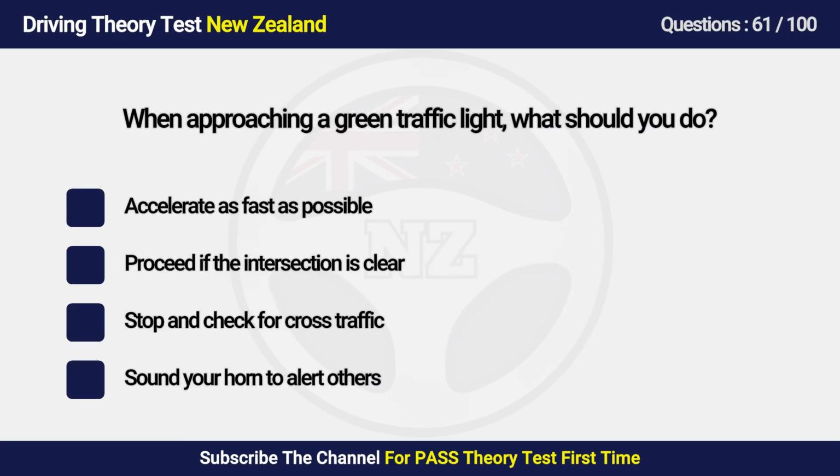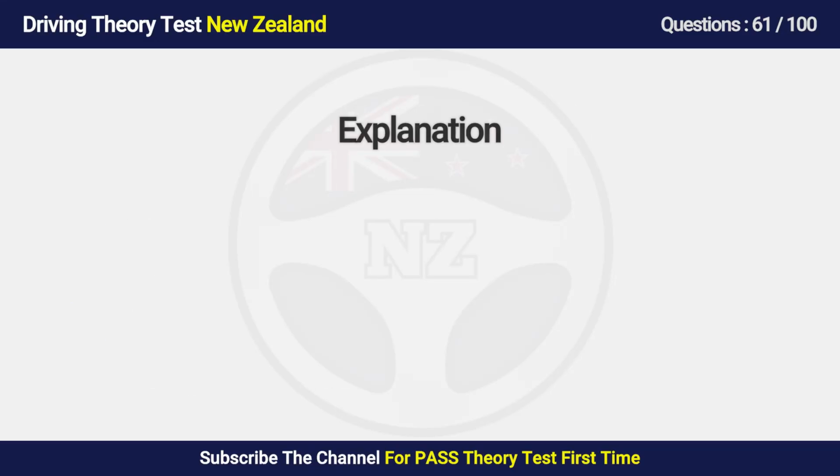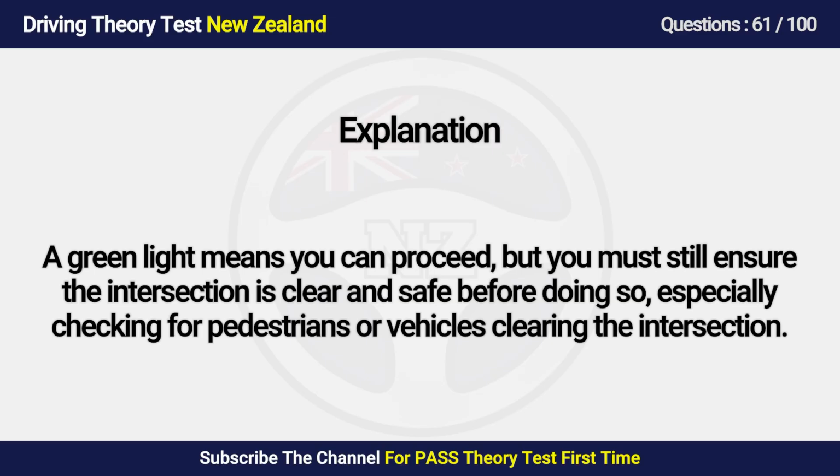Question 61. When approaching a green traffic light, what should you do? A. Accelerate as fast as possible. B. Proceed if the intersection is clear. C. Stop and check for cross traffic. D. Sound your horn to alert others. Answer is B. Proceed if the intersection is clear. A green light means you can proceed, but you must still ensure the intersection is clear and safe before doing so, especially checking for pedestrians or vehicles clearing the intersection.